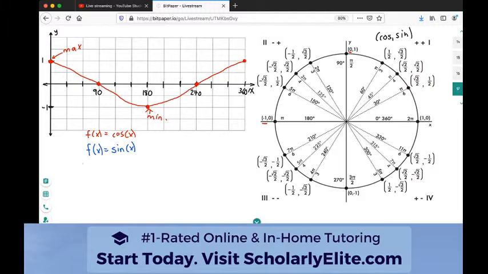So I'm going to show you guys. What is the sine of 0 degrees? Well, as we can see here, that's 0. The sine of 90 degrees is 1. The sine of 180 degrees is 0 again. Sine of 270 degrees is -1. And we're back to 0 at 360.